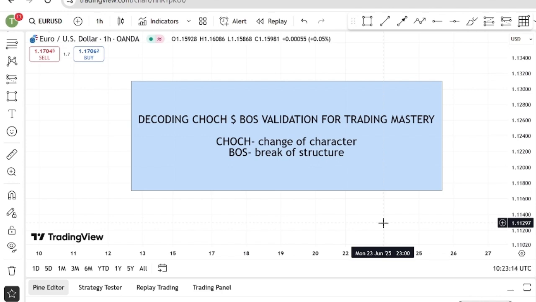Okay, back to today's topic. Today we'll be discussing decoding the change of character and break of structure validation for trading mastery. In this topic, we'll be looking at what the change of character and break of structure are, and some of the traps, or the way to validate a valid break of structure or change of character, because a lot of traders have issues with this particular concept, where some of them end up marking wrong zones, some invalid zones, which makes them take some wrong setups.